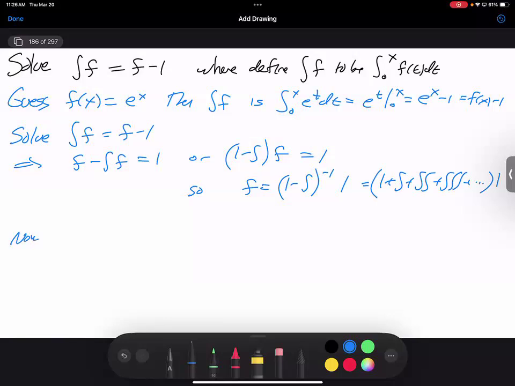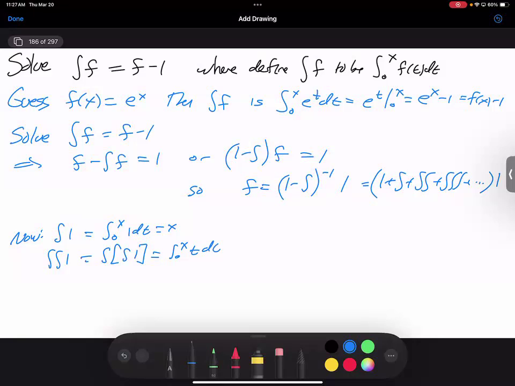Now, what is the integral of 1? That's the integral from 0 to x of 1 dt. What does that equal? x. Now, the integral of the integral of 1: well, the integral of 1 is the function x. So I now integrate from 0 to x the function t dt. What do I get? And please say it properly. I get x squared over 2 factorial. And this is really x over 1 factorial.